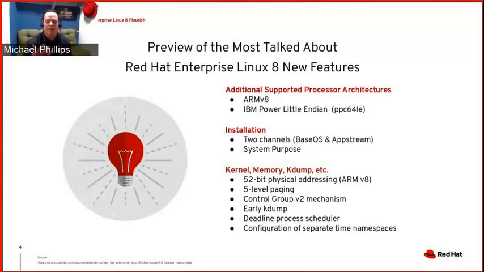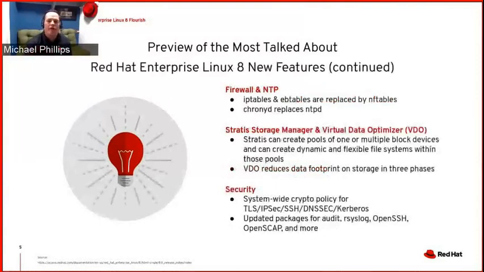There's a deadline process scheduler. You can configure separate time namespaces. Other things that are available, firewall and NTP changes. So, since Red Hat Enterprise Linux 7, you may or may not have been using firewalld, but you should know that in Red Hat Enterprise Linux 8, nftables replaces iptables and ebtables. Now, if you're still using iptables, there are transition tools available for you. If you've been using firewalld, firewalld works seamlessly with nftables. So you wouldn't see a change there if you're using firewalld, but in the back end, it is doing something different.